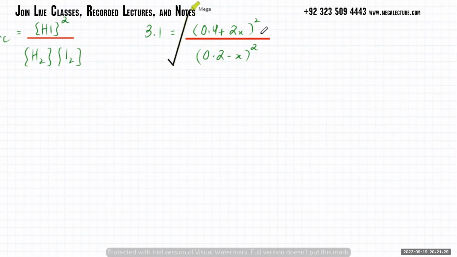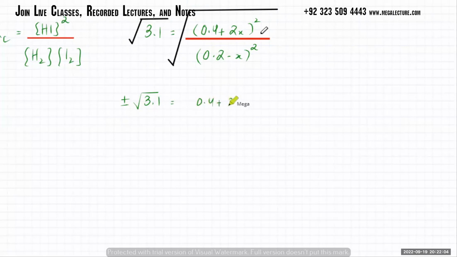You're going to take the under root of the whole thing on both sides. That way you don't really have to solve a quadratic equation. So it's going to be 3.1 under root, and 3.1 under root gives you two values. It's going to be plus 3.1 under root, or it's going to be minus 3.1 under root. So it's going to be 3 plus minus 3.1 under root. And on this side, it's going to be 0.4 plus 2x, and the bottom is going to be 0.2 minus x.